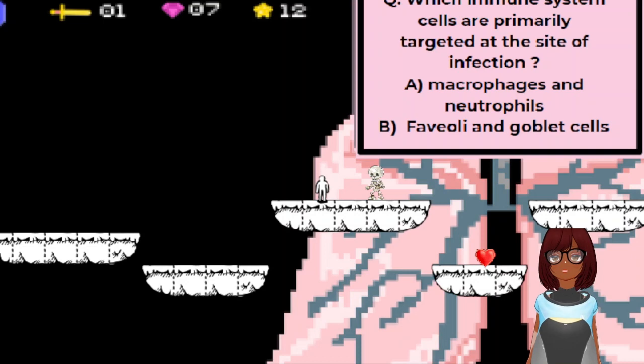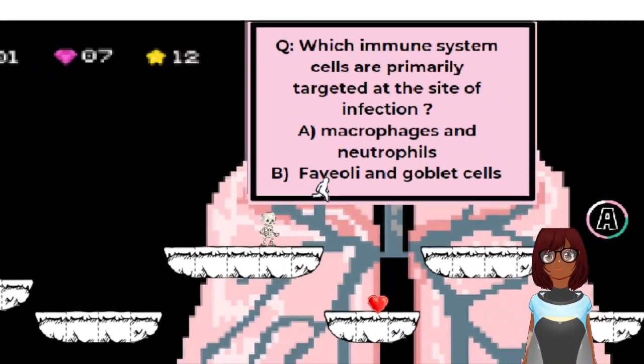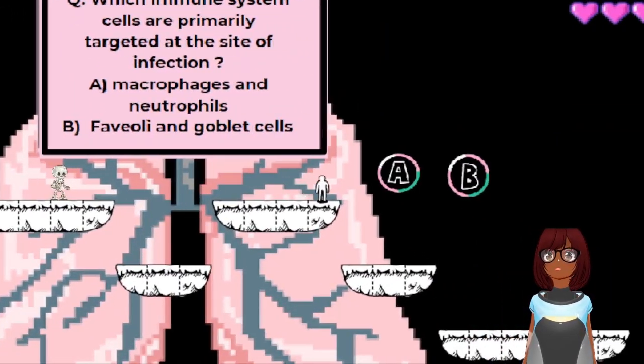Which immune system cells are primarily targeted at the site of infection? A. Macrophages and neutrophils, or B. Alveoli and goblet cells? The answer is A.